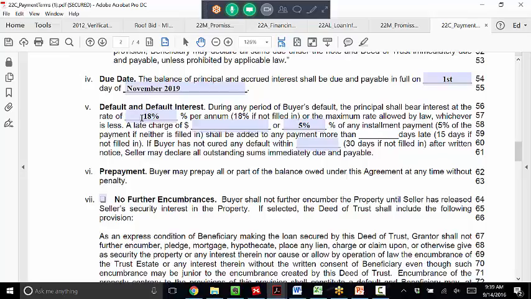So 5% of any installment payment shall be added to any payment more than blank days late. Right? Again, that's customary. Conventional mortgages, the promissory note says due on the 1st, late on the 15th. If buyer has not cured any default within 30 days after written notice, seller may declare all outstanding sums immediately due and payable. That written notice is a notice of default. That's why notices of default happen on one day, and a notice of trustee sale doesn't start till 30 days later. Make sense?